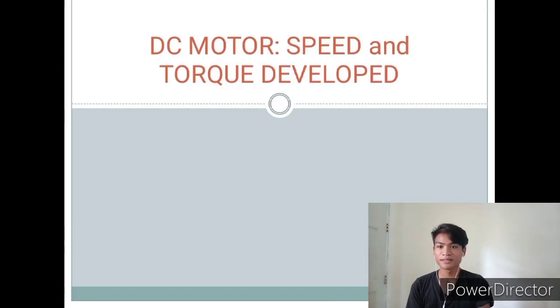DC motor speed and torque developed. Atin munang alamin ang kahulugan ng speed at torque na nakaugnay sa ating topic bago tayo magsimula.